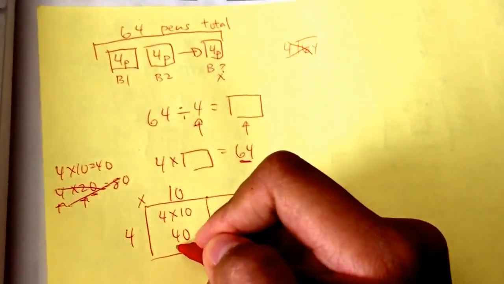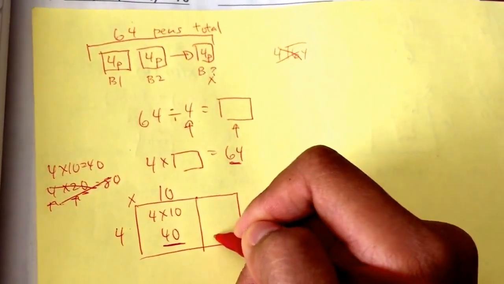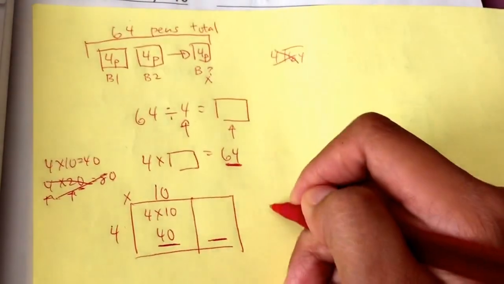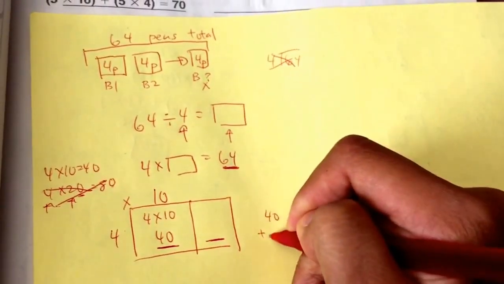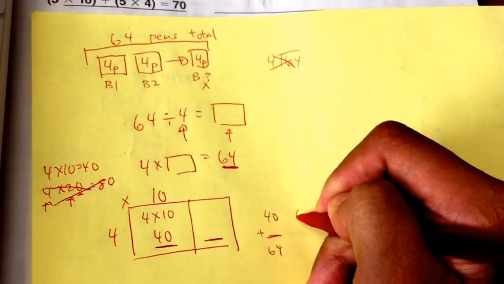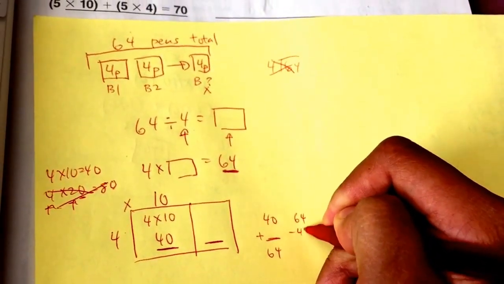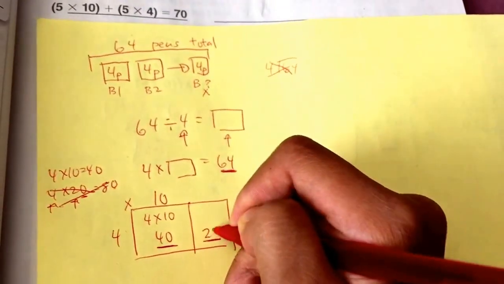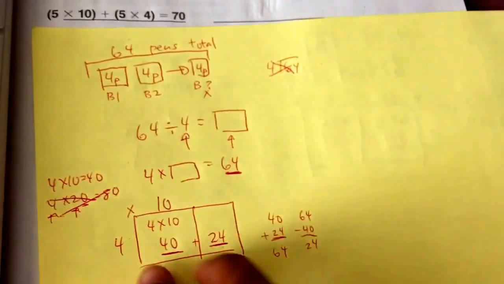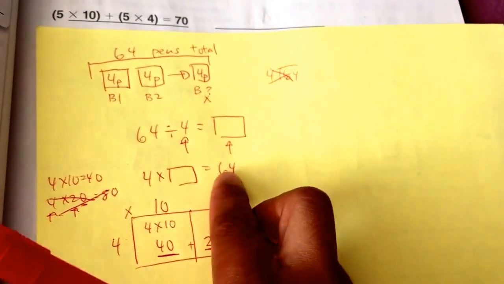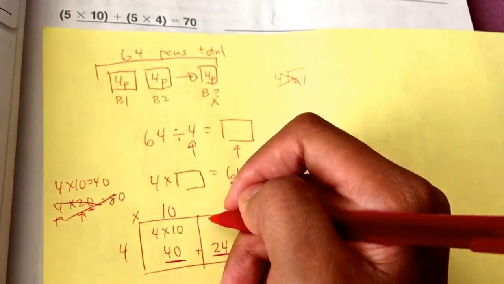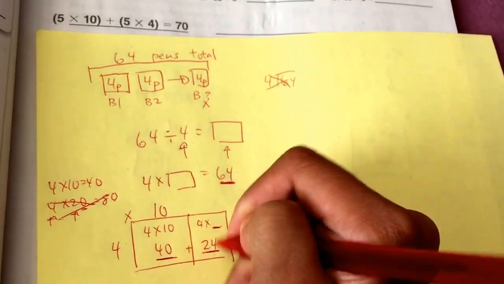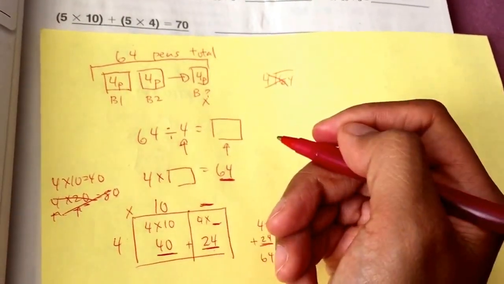And we know that these pens that we have so far plus these pens over here better equal 64. So you're going to ask yourself, 40 plus what number equals 64? Or if you don't know, 64 minus 40 equals 24. So this number right here equals 24 because 40 plus 24 equals 64. And last but not least, you're going to multiply. 4 times what number will equal 24? And that's the number that goes here.